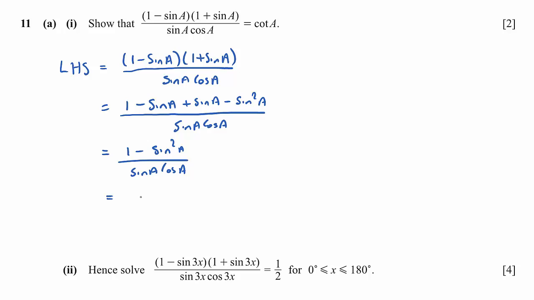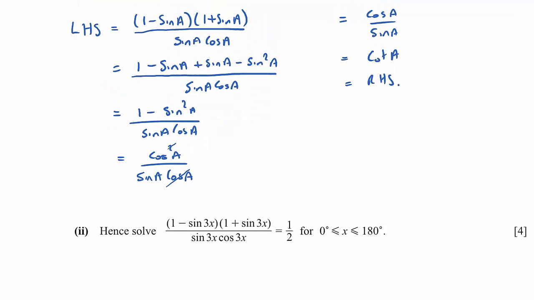And of course 1 minus sine squared is cos squared. So I've got cos squared A over sine A cos A. And one of the cosines can cancel. So I've got cos A over sine A, which of course is cot A. So that's the same as the right-hand side.